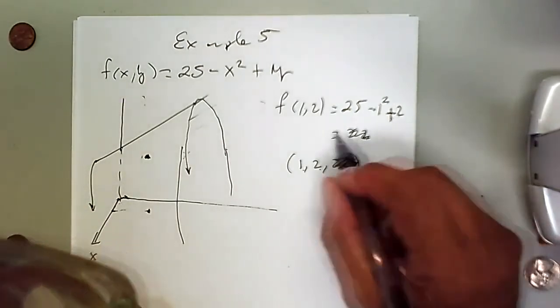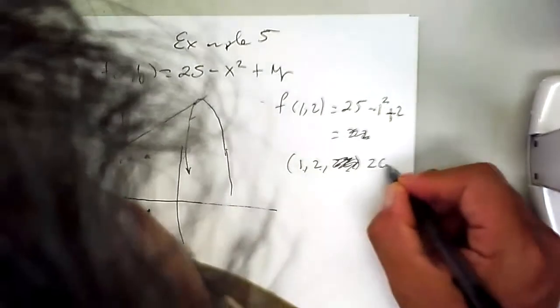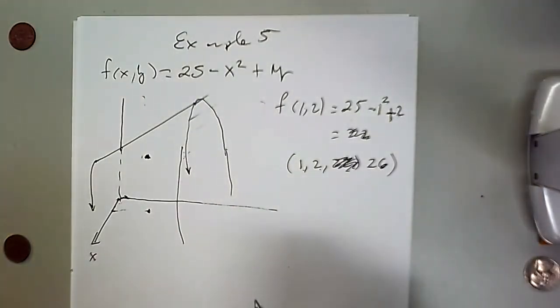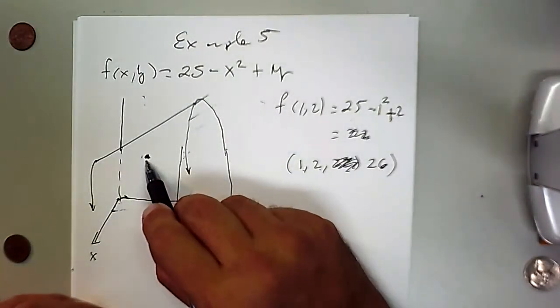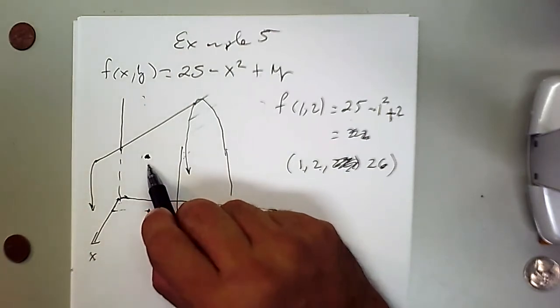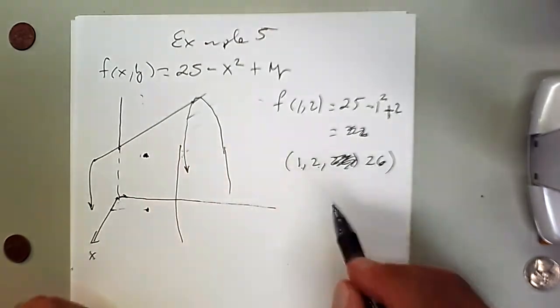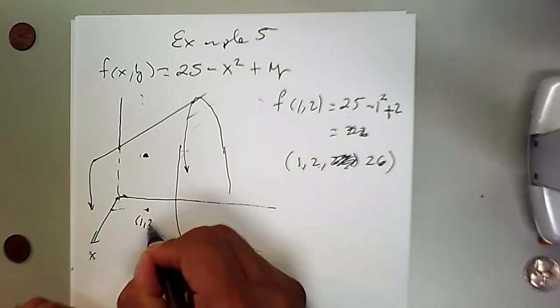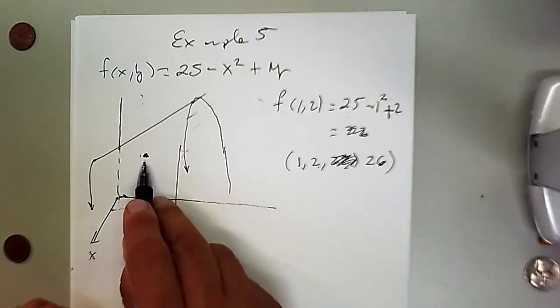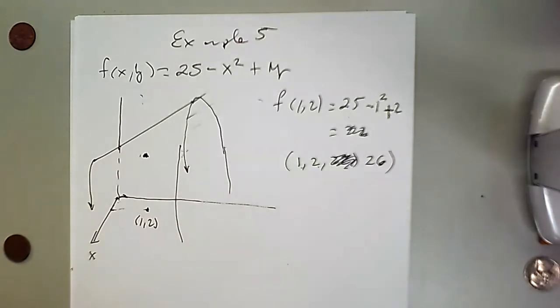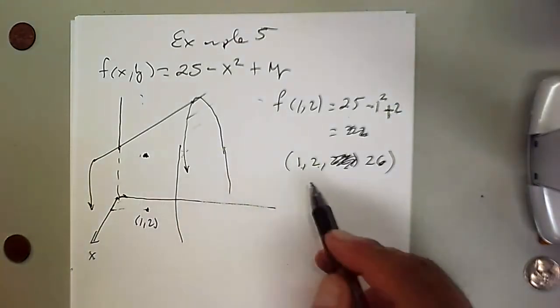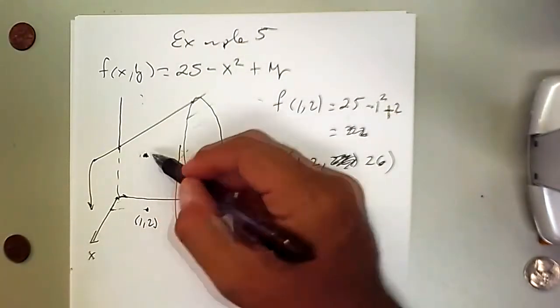So what did I say? 24 plus 2, 26. Yep, 26. There we go. Okay. So this is 26. 1, 2, 26. What is the gradient at 1, 2? So this point down here is 1, 2. I don't want to put the coordinates there because I might have to draw more vectors up here. So I don't want to put too many things in that picture.